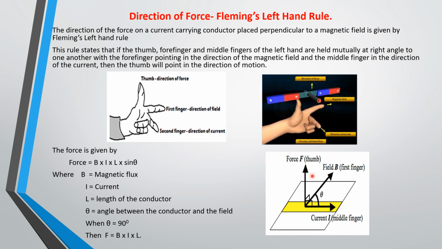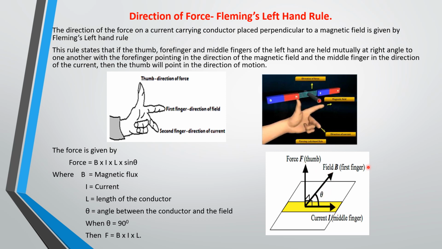Okay, so this is what is represented by this picture here. This is your thumb, this is your forefinger, and this is your middle finger. So when they are held mutually, this is what they represent. The thumb represents the direction of the force or direction of motion. The first finger represents the direction of field, and the middle finger represents the direction of current. And this is what we have here.